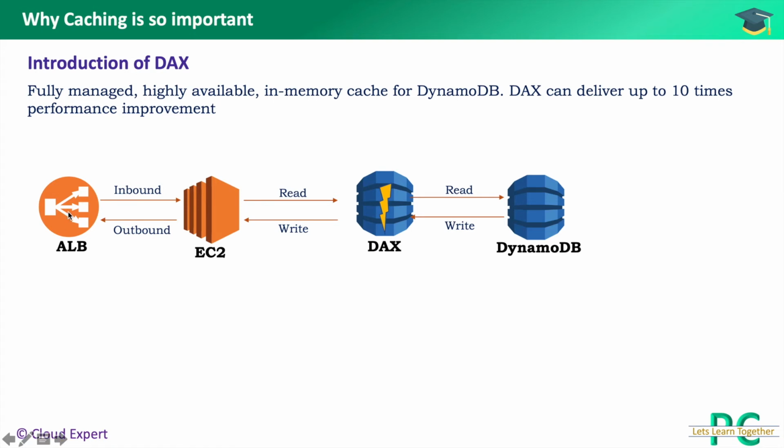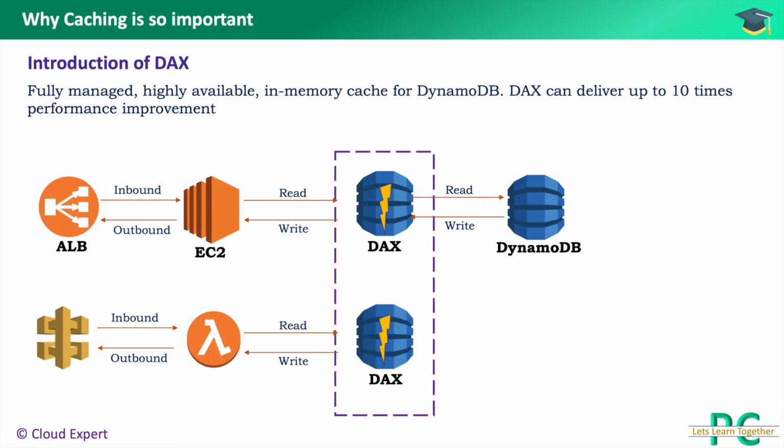Your application load balancer will send the inbound request to EC2. The EC2 app will send the read request to DAX instead of the DynamoDB cluster. Then if the data exists in DAX, there will be a cache hit. It will send that response back to the EC2 instance, and EC2 will send that response to the application load balancer. In the flip case, if the data does not exist in DAX, it will read the data from the DynamoDB table. It will hydrate the cache and then send the response back to the EC2 instance.